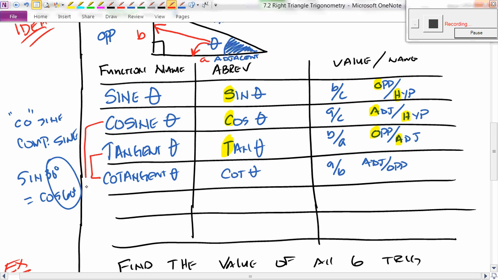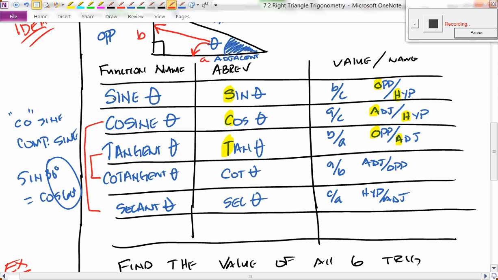So let's talk now about the reciprocal to cosine, which is called secant. Secant theta, the abbreviation is sec theta. Please don't say sec. It's secant theta. And the rule is it's C over A, or the hypotenuse over the adjacent. Notice it's just the reciprocal of cosine.